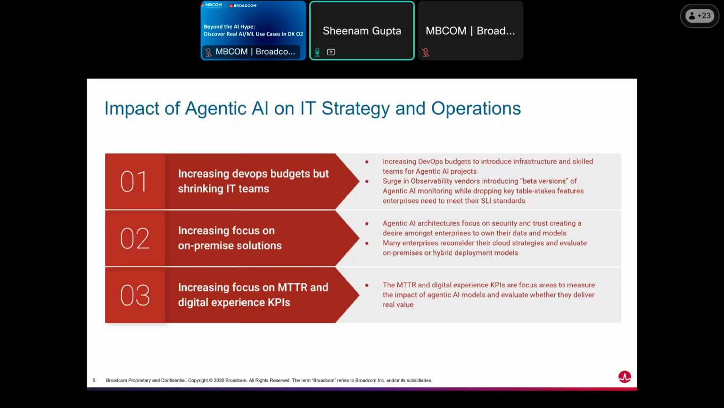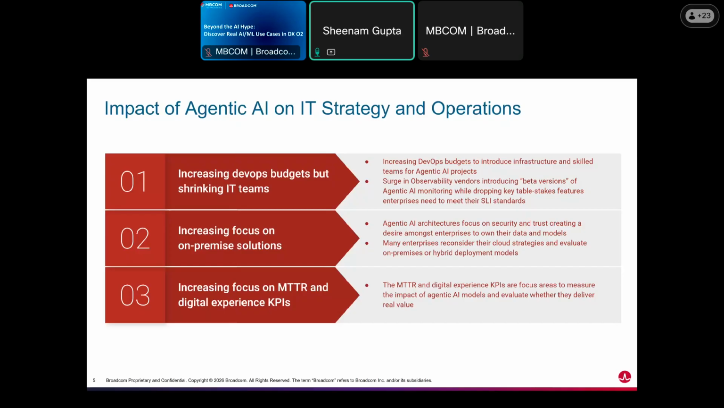A lot of the enterprises are reconsidering their cloud strategies, and they're moving towards either completely on-premise or hybrid deployment models. I know in the territory that we see with Embicom, we often talk about on-premise, so this should not be a big surprise for a lot of you, but this is something big that is becoming a universal trend now.